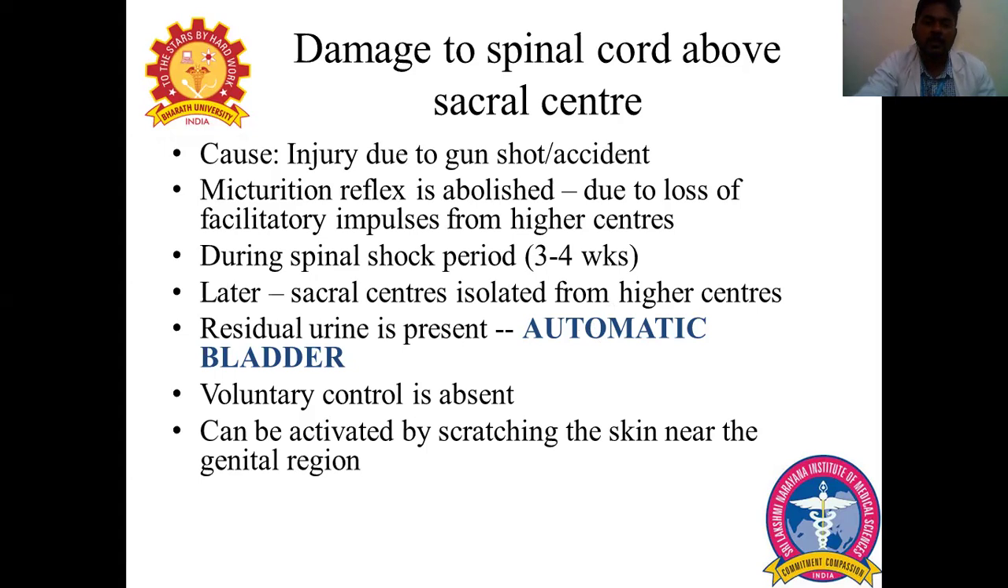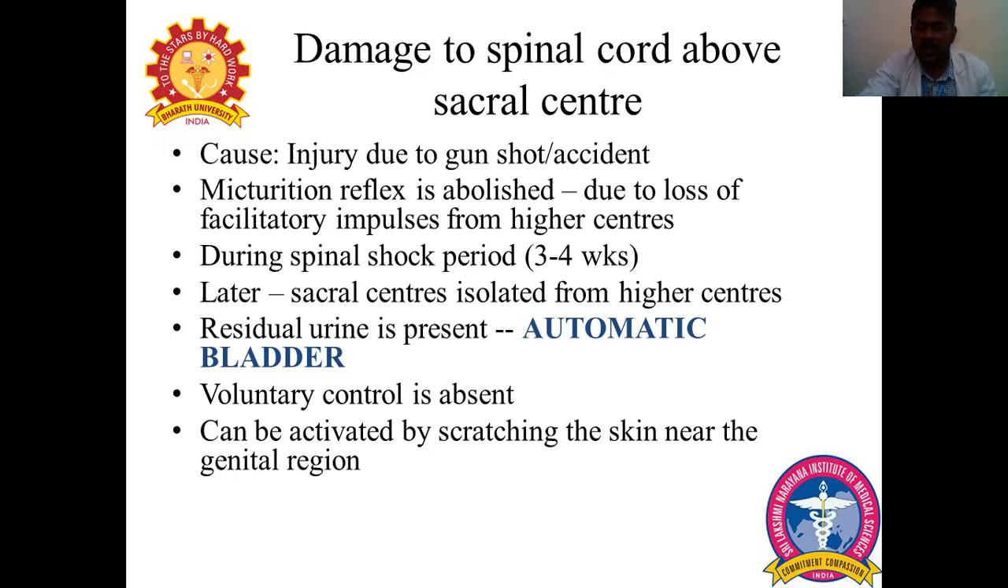Okay, so this will happen during a gunshot injury or a road traffic accident. You have damaged your spinal cord above the sacral center. Initially, during the spinal shock period, both the micturition reflex as well as your voluntary control will be lost for 3 to 4 weeks. After 3 to 4 weeks, when you are recovering from the spinal shock, your micturition reflex will regain, but your voluntary control is completely absent. So in those patients, the micturition reflex can be activated by scratching the skin near the genital region. This will cause micturition in them. This type of bladder is called automatic bladder or neurogenic bladder.